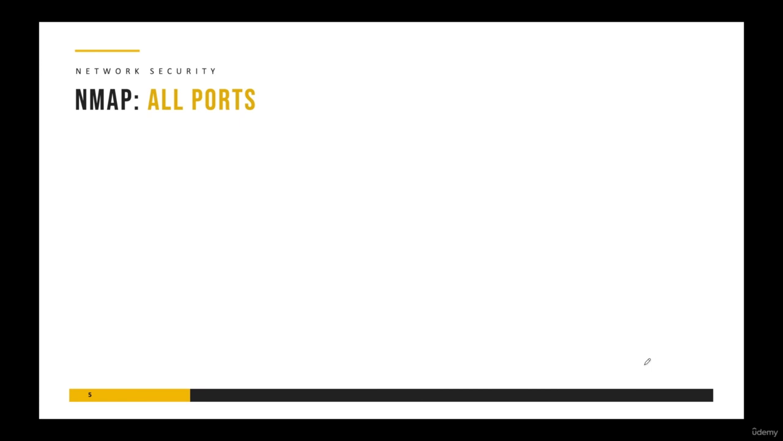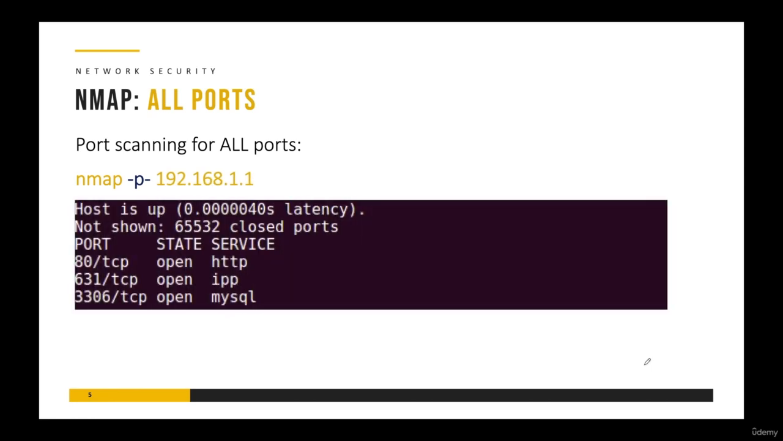Next is how to scan all the ports on a destination IP or a range of IP addresses. It's really simple. We just use a special flag which says to scan all the ports. As the results show, we find 3 ports open as previously, but this also shows the remaining ports which are closed, which is 65532. So basically this scan probes all the ports on a destination and informs us about all the open ports as well as the closed ports.